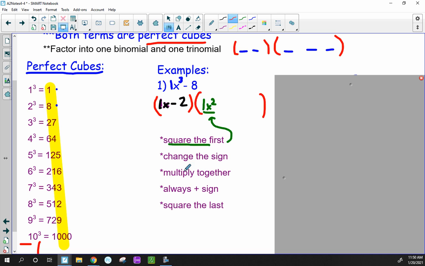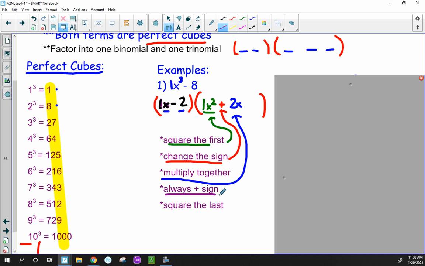The second piece in the directions says change the sign, and you're just going to follow that exactly. If this sign's minus, you're going to change it to the opposite. So you're going to put a plus. Third, it says multiply together. It's going to go right there in the middle. Multiply what together? You're going to multiply these pieces together. Now don't necessarily worry about the sign, just do 1x times 2. 1x times 2 is 2x. That's what will go in the middle of your trinomial.